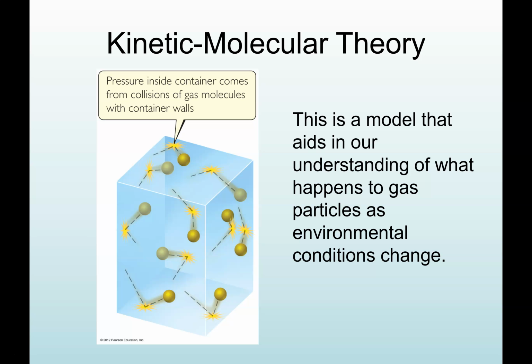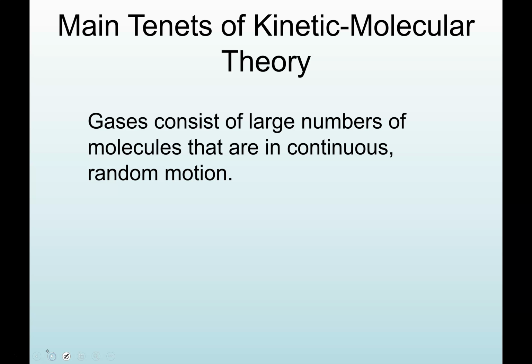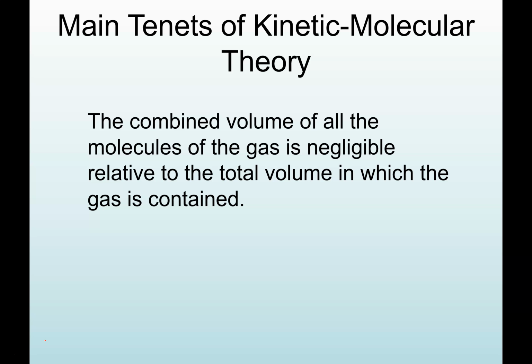So we're going to go through what we call the main tenets of this particular theory. The first one is that gases consist of large numbers of molecules that are always moving in a random way. So they are not going to move in predictable paths. They have random motion. There's no way to predict their paths.